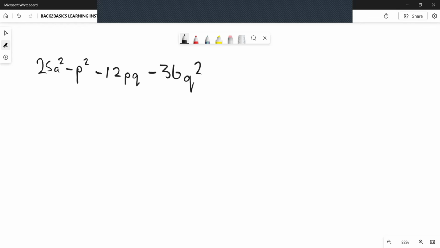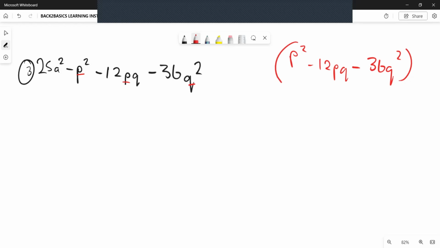Surely this is example number 3, right? We are saying factorize this fully. So how can you factorize this fully? Let's start here. What is it that we can do? If you check in all this, here you have P, you have P, you have Q, right? However, if you check here, p squared subtract 12pq subtract 36q squared, this is a perfect square.